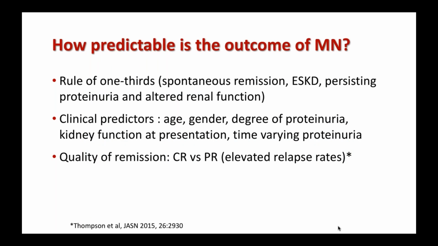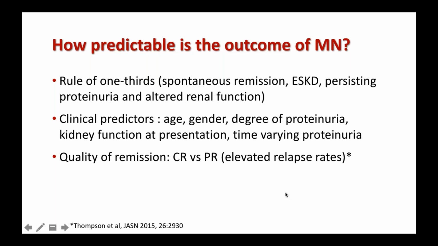So this ties into the second question, which is how predictable is the outcome of membranous nephropathy? And as I said before, we have the rule of 1/3, which means 1/3 will develop spontaneous remission, 1/3 will progress to ESRD, and 1/3 will have some degree of persistent proteinuria and maybe some decline in kidney function, but will never develop ESRD. And the clinical predictors of membranous nephropathy are well known and are written here.